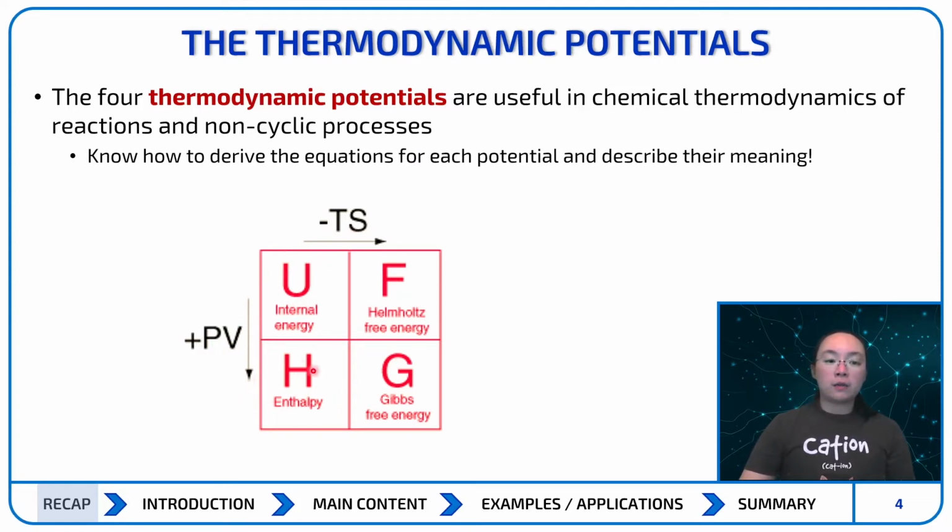Then you can take a look at enthalpy, which is very closely related to heat. The internal energy plus PV is equal to enthalpy. And if you want Gibbs free energy, you can start from U, subtract TS, and add PV to get to G. Or it can be H minus TS, or it can be F plus PV. All of those work.